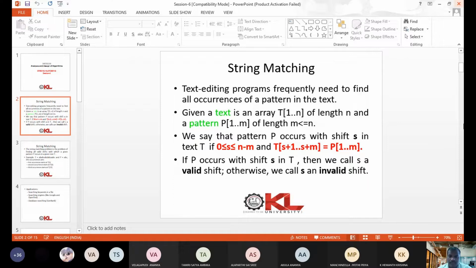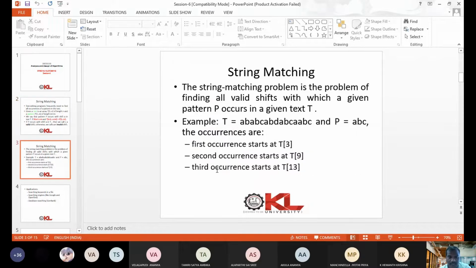Now, if P occurs with shift S in T, then we call S a valid shift. Otherwise, we call S an invalid shift. We will see what this valid shift is by looking at the algorithm.